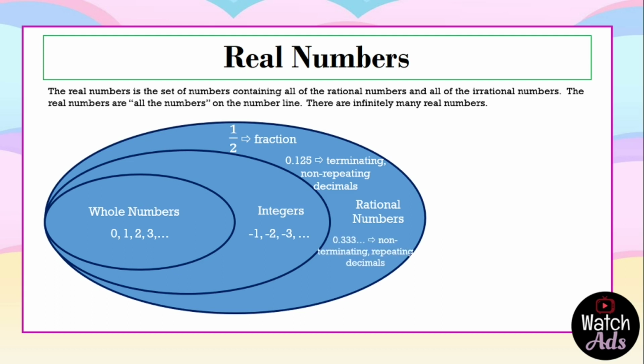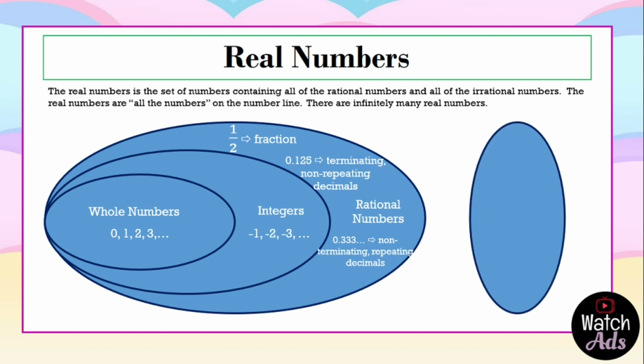And lastly, we have non-terminating repeating decimals. When we say non-terminating, it will not stop. Repeating means the same number repeats, in this case the number 3. It can also be expressed as a fraction, that is 1/3. Therefore, it is a ratio of two integers. It is also rational. But what about our irrational numbers?